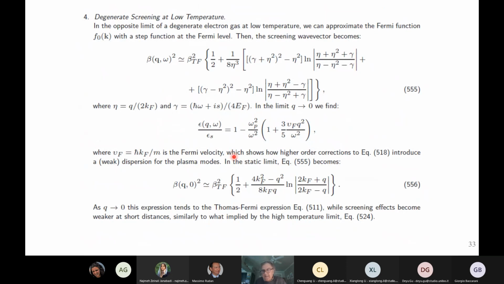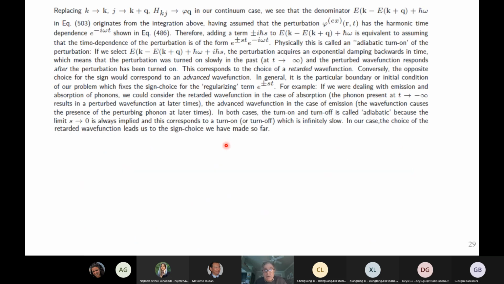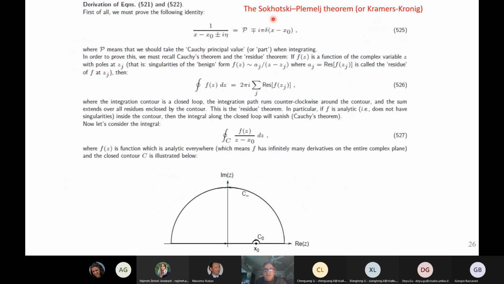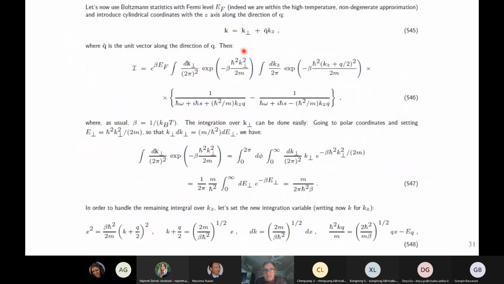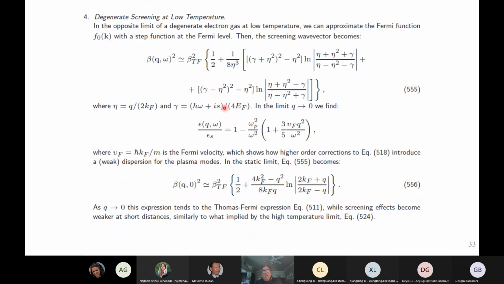I don't know if I said it, but you can find it in Fetter and Walecka's book, in Mahan's many-body theories book. So it's a conventional derivation, again, only in a non-degenerate limit. And it's based on this Sokhotski-Plemelj theorem, I don't know how to pronounce it, that is commonly used. Okay, so I did not intend to give you all the details of this derivation. It's quite messy.